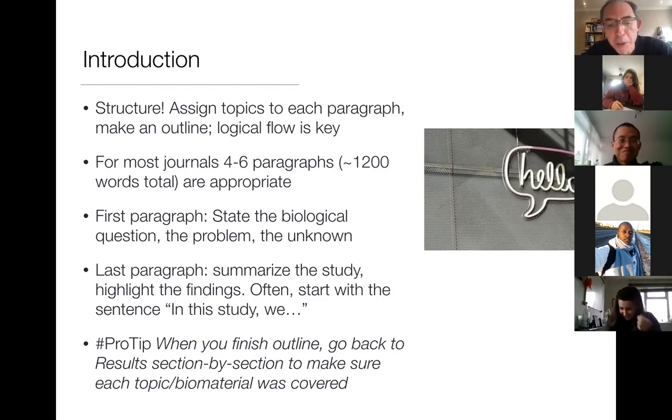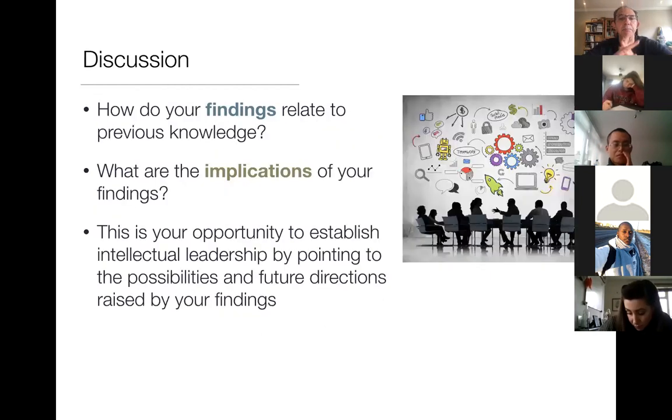Another hashtag pro tip is when you finish outlining your introduction, go back and look at your results, look at them section by section, look at your figures. You might find, for example, that you use another protein as a control in your experiments, and that there's some biomaterial or some topic that pops up again and again, and maybe you haven't covered that in your introduction. So maybe then it's worth adding a sentence or two in the introduction about that bit that is maybe a little bit tangential to your study, but is present in your experiment. So that's a useful exercise to do, to go through your results and see whether everything was covered in the intro.